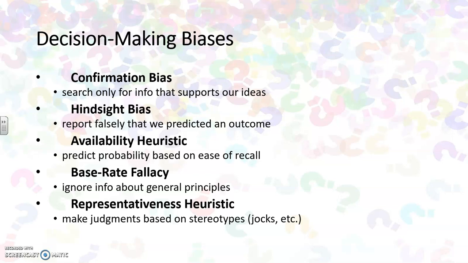And then you have your hindsight bias, where you're just like, oh, I knew that all along. Availability heuristic, you predict probability based on ease of recall. You have your base rate fallacy, and you ignore information about general principles, so you're just like, that's not going to apply to me. And then representativeness heuristic, where you make judgments based on stereotypes.